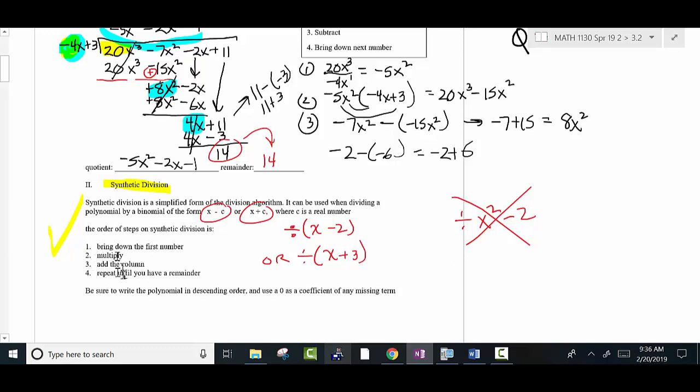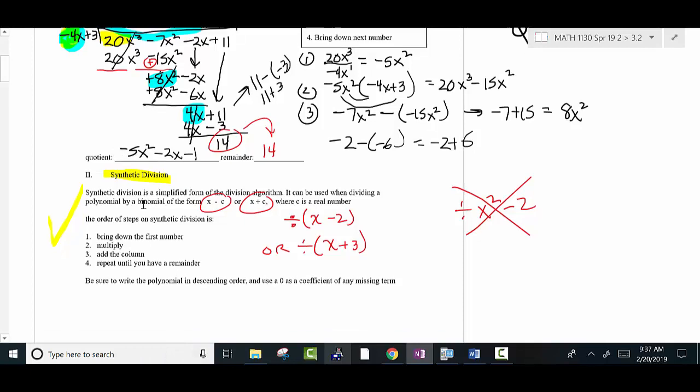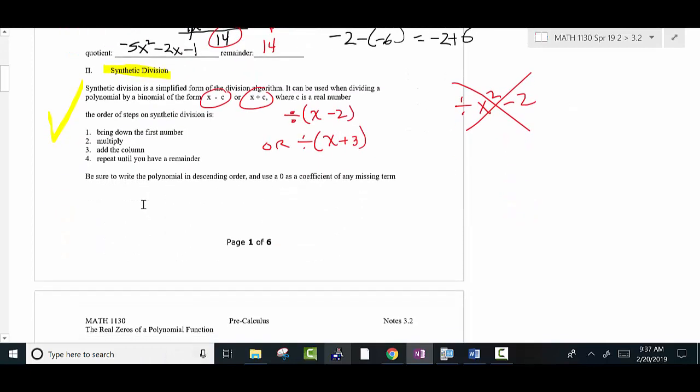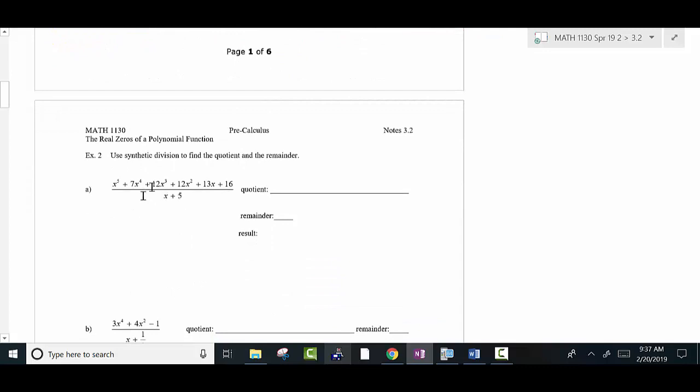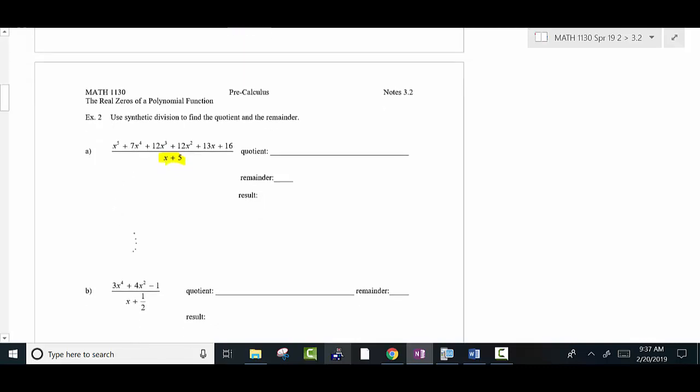Now I'll go through these steps on the next page when we put this together. So let's go ahead and go to the next page and I'll show you what we're going to do here. Okay, this is an example of a problem you would want to do by synthetic division. And the reason is because you're dividing by x plus a number. Okay, so here's what you do. Just watch this carefully. If I need to repeat it a couple of times, I will.